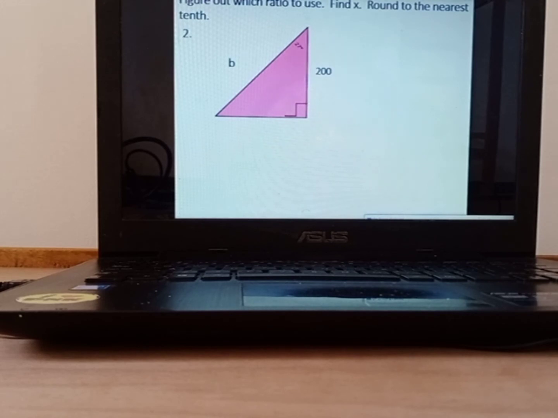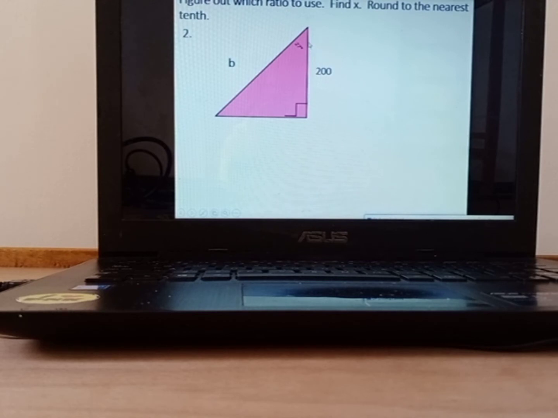Okay, next, how about if we have here an angle of 27 degrees. Class, in our last example, we had only the angle theta. But here in our example, 27 degrees is the value of our angle. So we will have to figure out which ratio to use. Find the missing letter, round to the nearest tens.